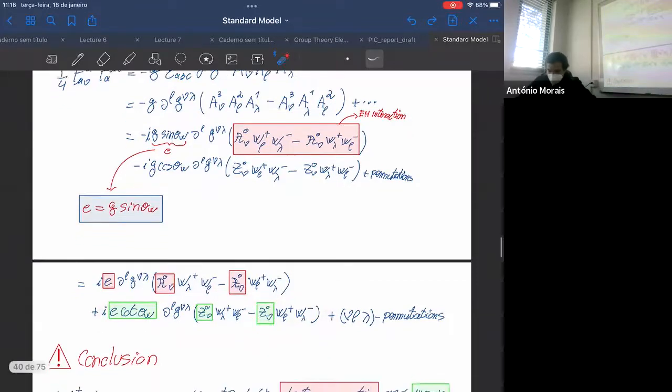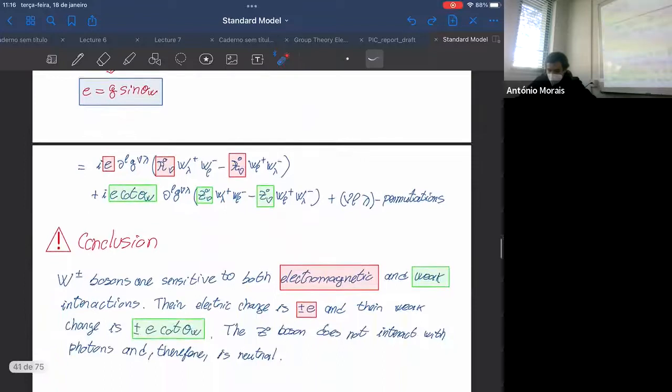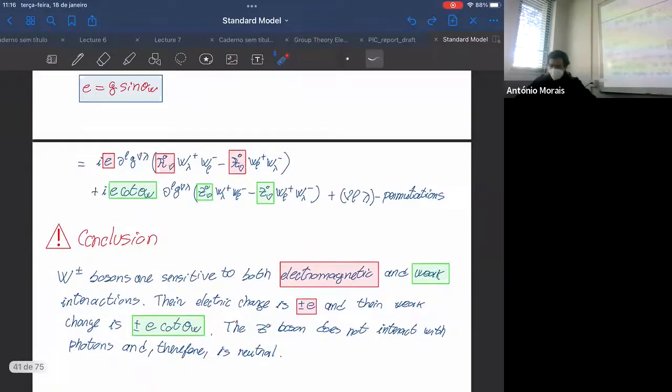W bosons. So what is the intermediate conclusion that we have here? That the W bosons are sensitive, and you can look into these vertices here, to both the electromagnetic and weak forces, with electric charge plus or minus E, and with weak charge plus or minus E cot theta.